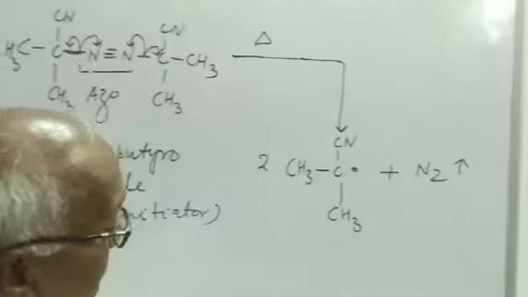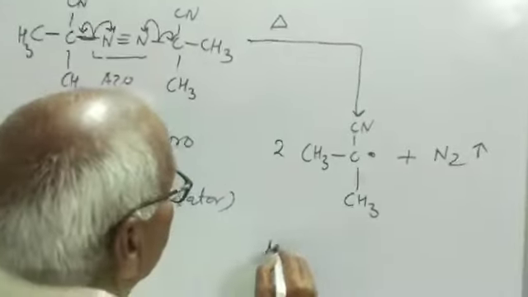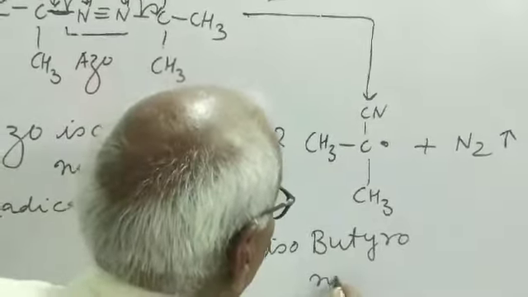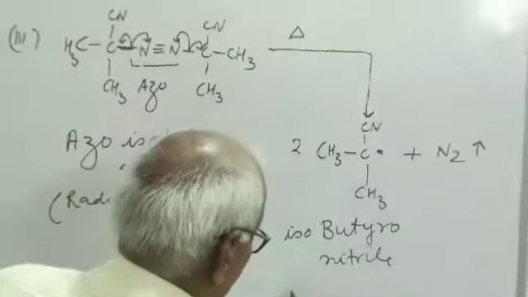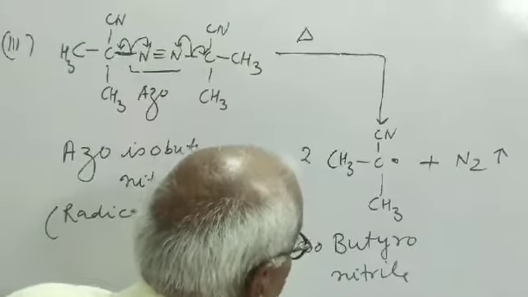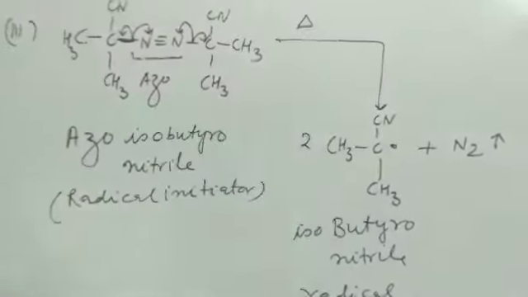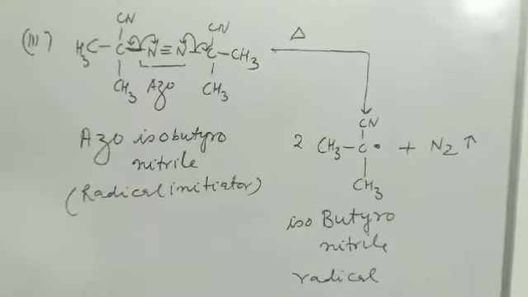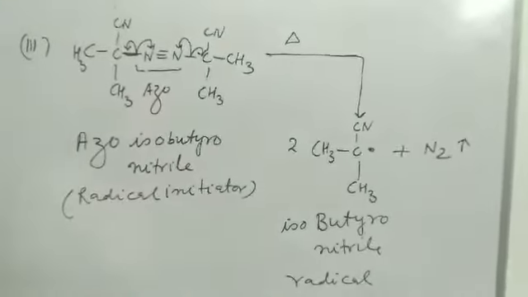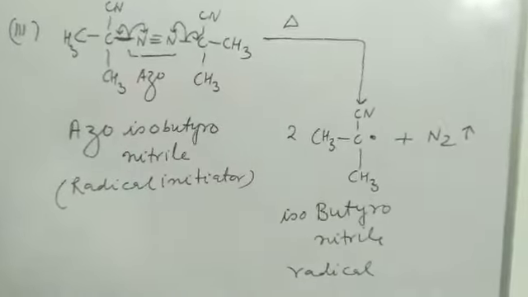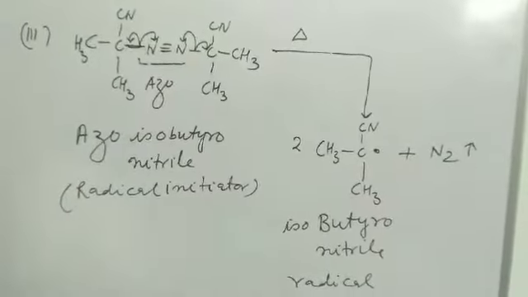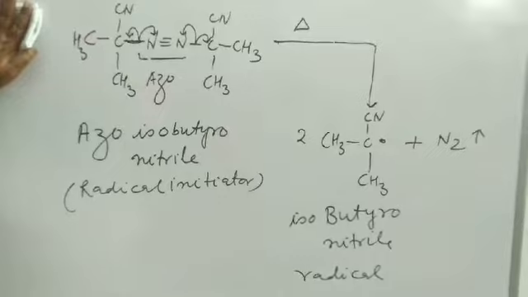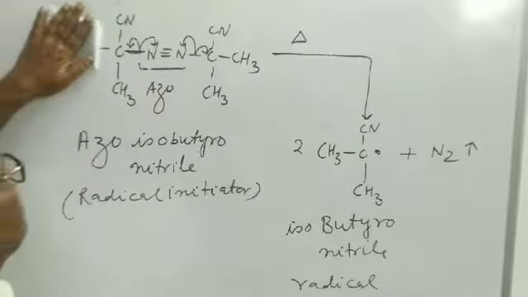It goes out. This is the free radical isobutyronitrile, a radical or free radical. So these are the reactions where homolytic bond fission takes place. As a result of homolytic bond fission, we find free radicals as the product, and these free radicals are the reaction intermediate, not the final product.